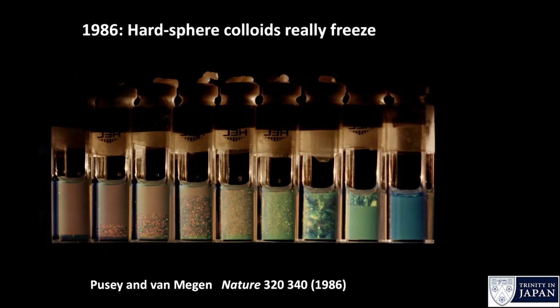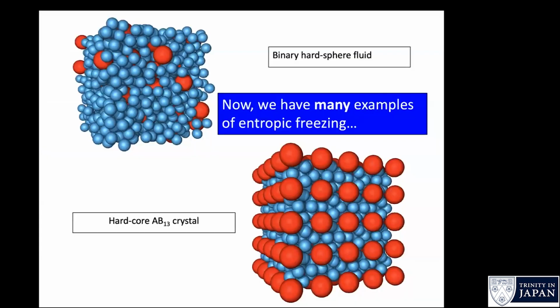So I think that since then, most people have accepted that this entropic freezing is really happening. And at the moment, there are many, many other examples of transitions where you start from a disordered liquid and go to a highly ordered solid.